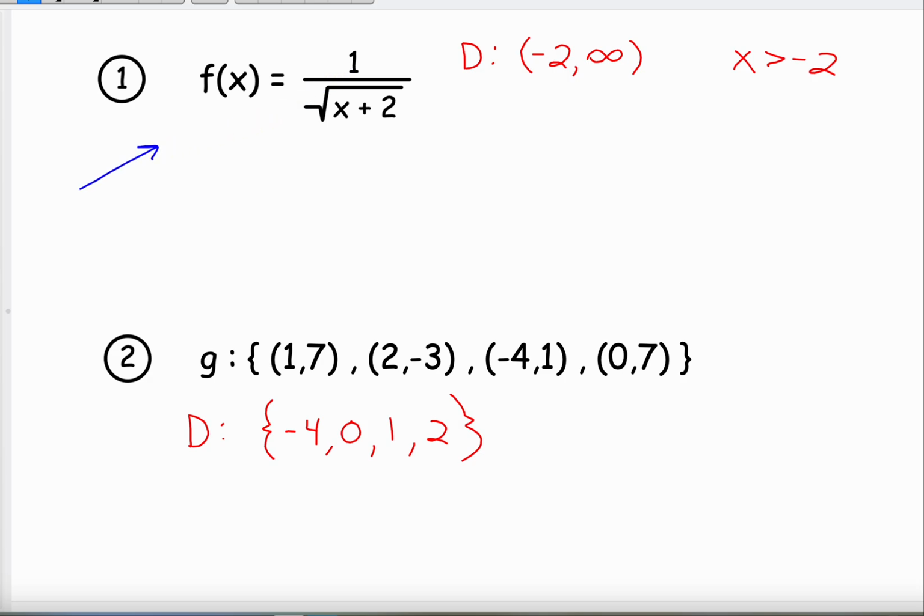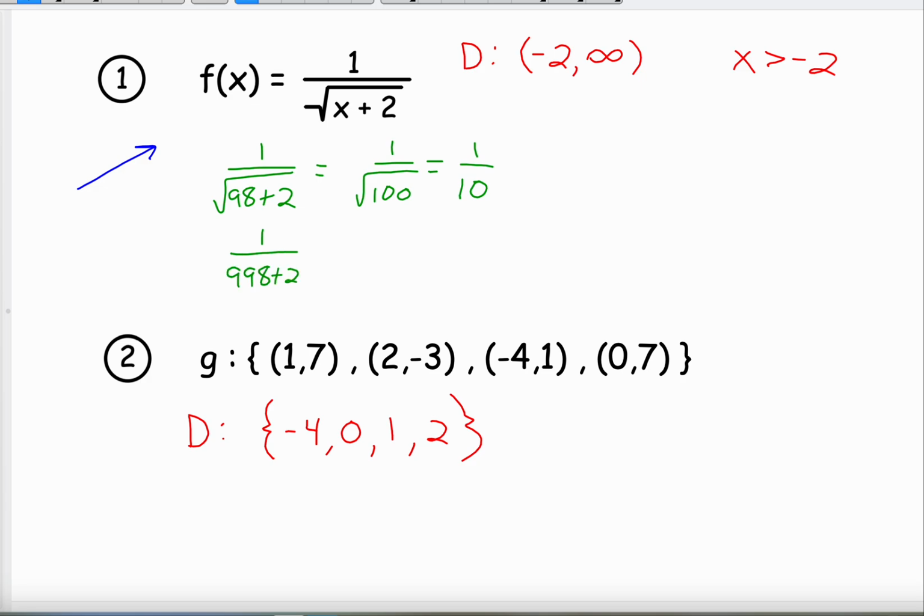Let me write that one down. Let's say I plugged in 98. So I'm going to get 1 over the square root of 98 plus 2, which is 1 over the square root of 100. And the square root of 100 is 10. So I get 1/10. What happens if I plugged in something bigger, like how about 998? Or how about I plugged in 1,000,000? Let's count all the zeros there.